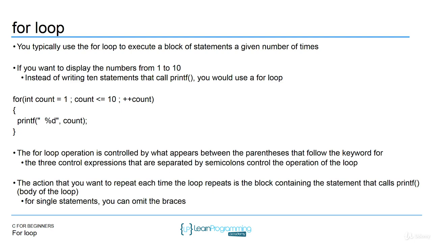So what are those 3 things doing? We're going to describe that. The action that you want to repeat is inside the body of the loop. That's what happens so many times. In this example, the body of the loop is printf. If the condition evaluates to true, it will keep printing that number. And again, for single statements, you can omit the braces.